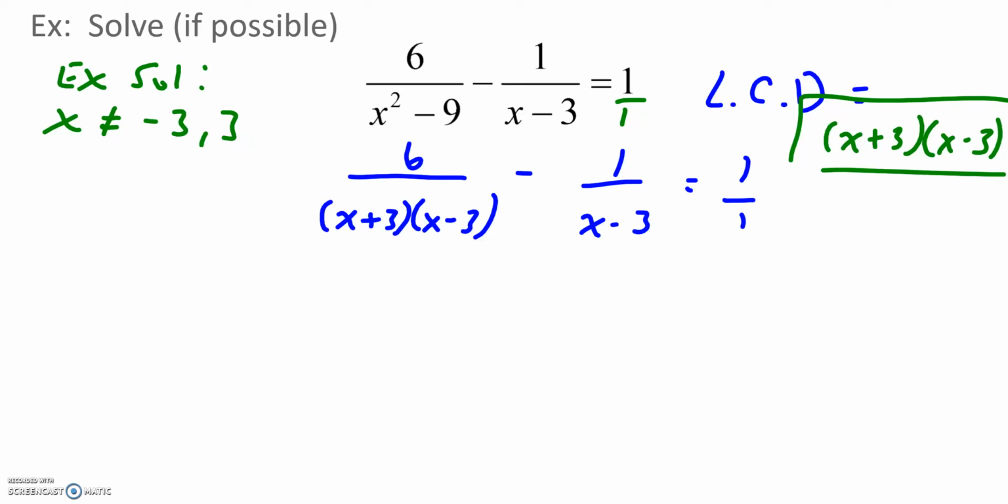With that, this first fraction already has both pieces of the LCD, so I'm good. This fraction needs the x plus 3, top and bottom. This fraction does not have either piece, so it needs both the x plus 3 and the x minus 3.